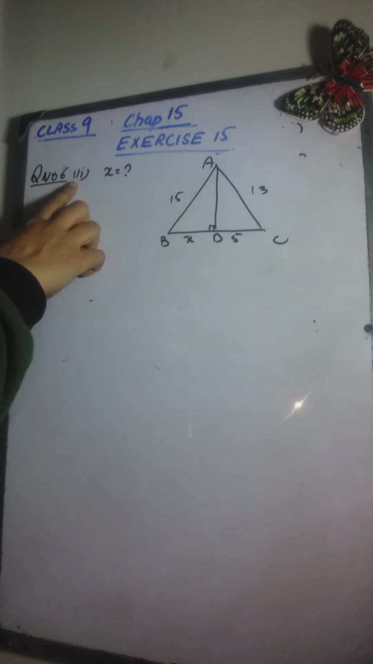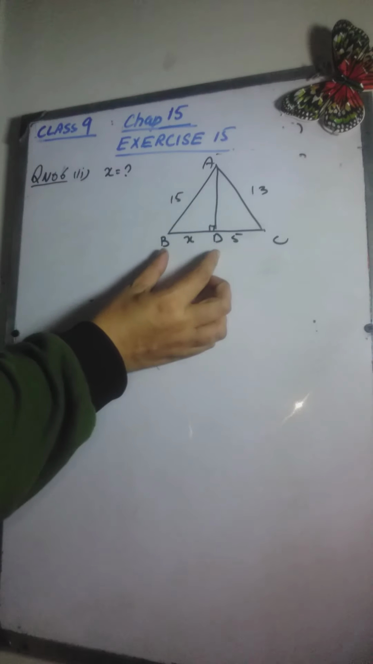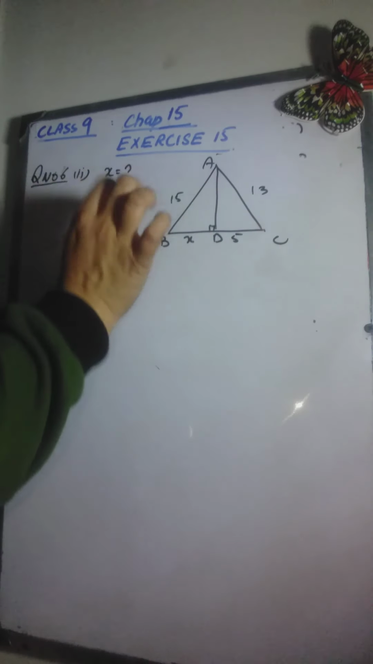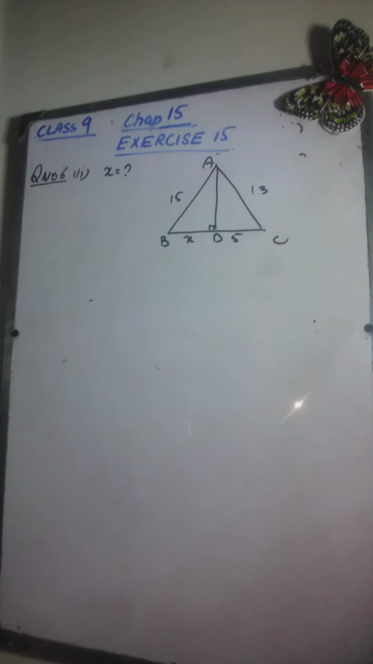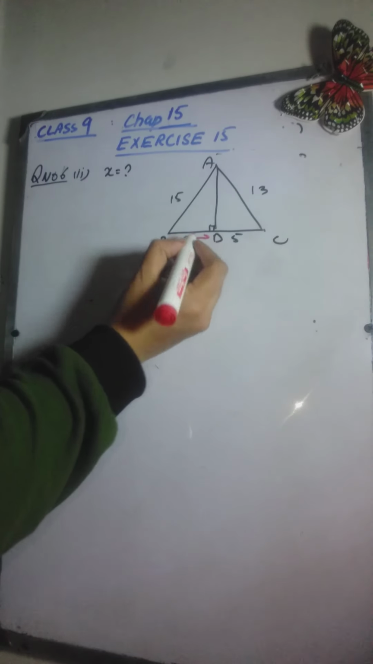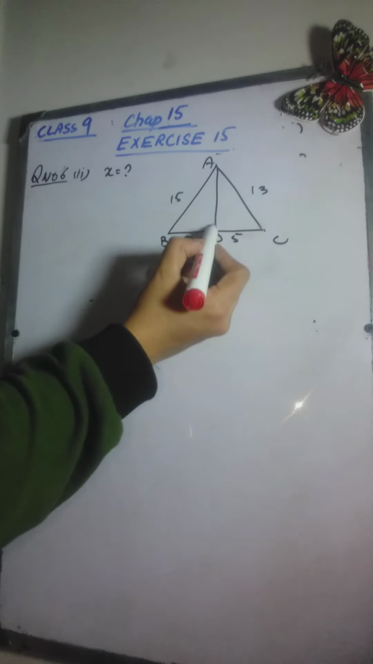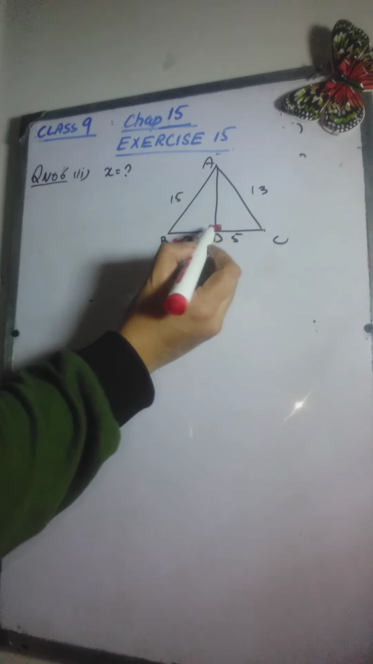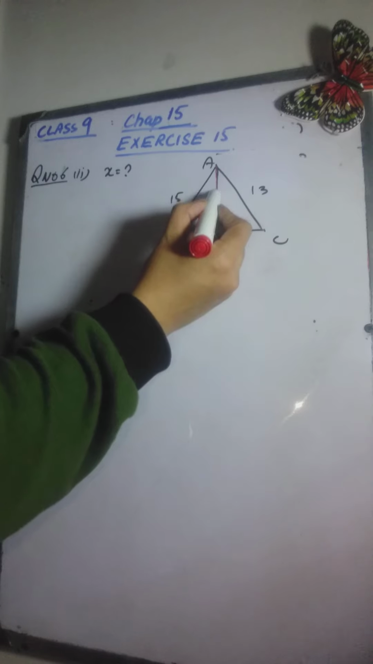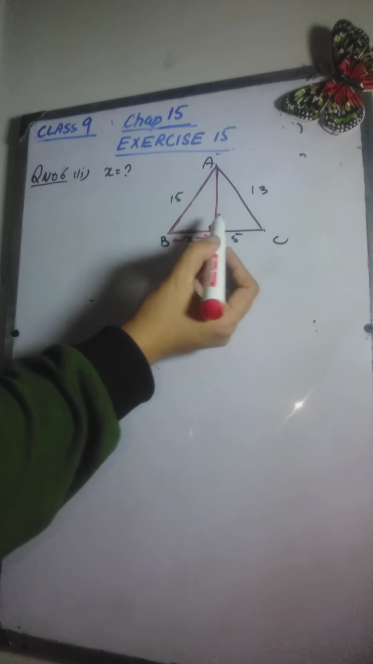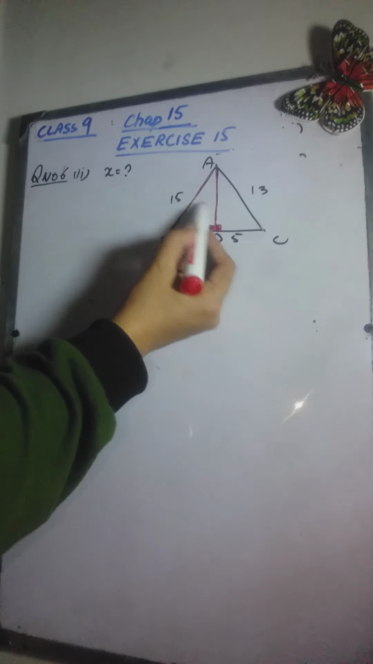Now in question number 6, part 2, we have to find x. X is this length BD. It is given that DC is equal to 5, AC is equal to 13 and AB is equal to 15. So we have to find this length x. Now in order to find this length, we are given this triangle. We know that these angles are 90 degrees. It means you have two triangles. This triangle ABD.